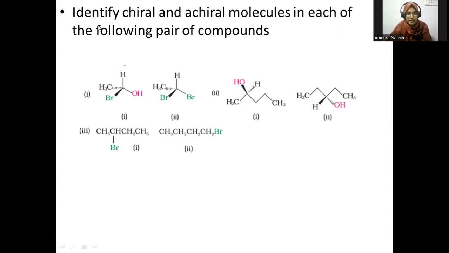Okay, we have a question here. Identify the chiral and achiral molecule in each of the following pairs of compounds.